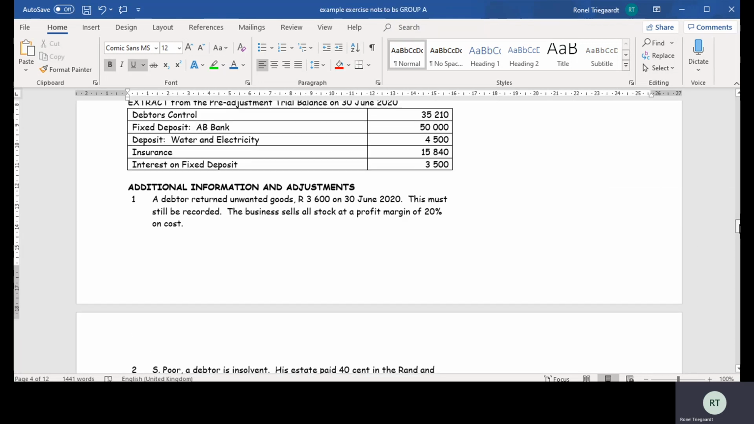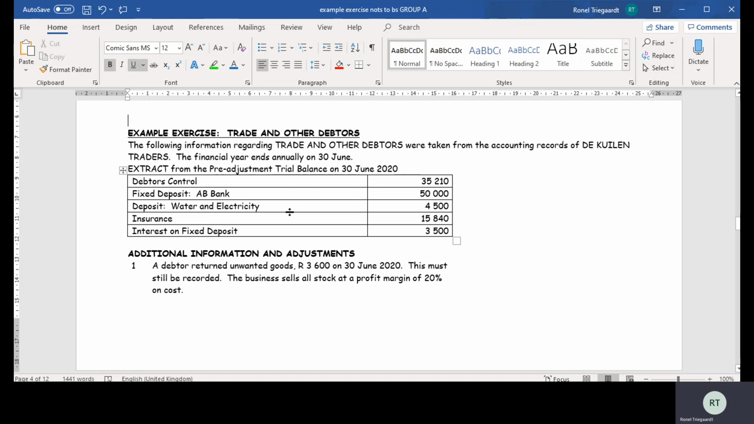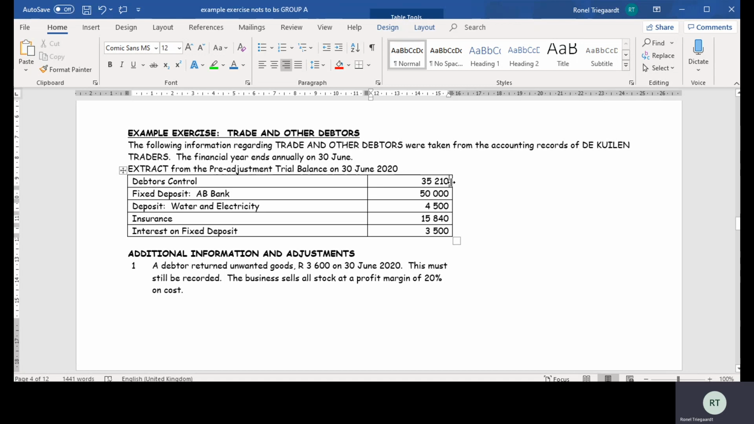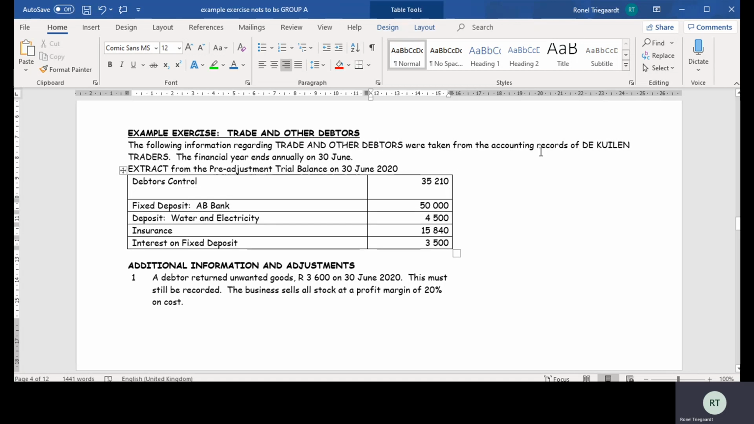What are the adjustments? There are the adjustments. First of all, they tell us that debtors control, can you see that we give you the amount for the deposit of water and electricity? So that one is easy. You just need to rewrite it inside your note. Additional information, the same one, the debtor returns unwanted goods, 3,600 Rand. This must still be recorded. Remember, it's the same one we've just done. Now we're just looking at this from this perspective for debtors.